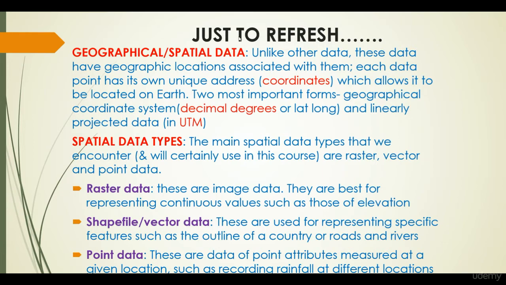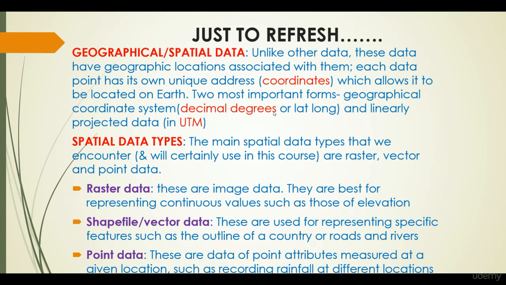So just to refresh, what sets spatial data apart from other data is that spatial data have geographic locations associated with them. So each data point has its own unique address, and that allows us to locate it on this earth. And the two most important forms of these coordinates, and these are the two coordinate systems that we are going to work with throughout this course, and these are the ones you're most likely to encounter, are the geographic coordinate systems or decimal degrees.